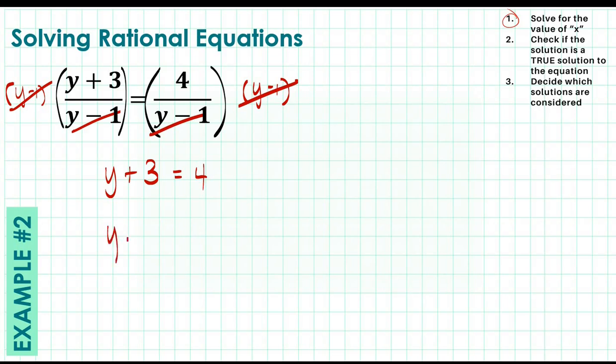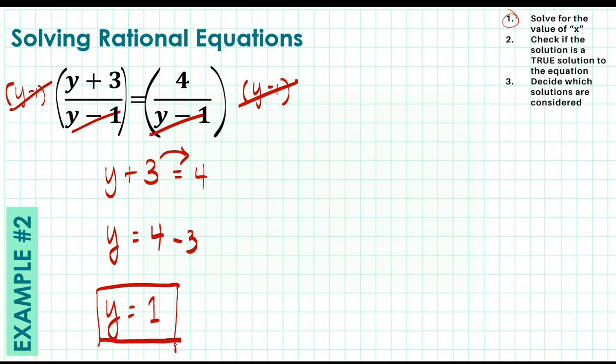To isolate y, this becomes 4, and 3 is being transferred to the right-hand side, so that becomes negative 3. And so the value of y is equal to 1. Notice that the variable used here is not x anymore but y, but it can be any variable in general. So this is now the value of y.